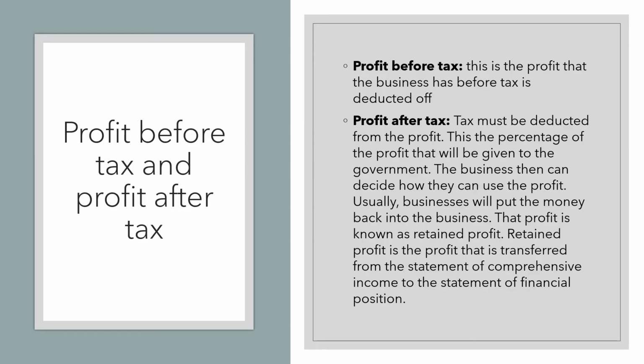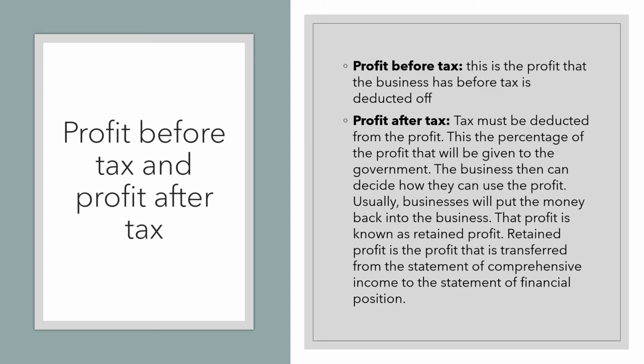Profit before tax and profit after tax. Profit before tax is the profit that the business will have before any tax is deducted off. Now, profit after tax. Tax must be deducted from the profit. This is the percentage of the profit that's going to be given to the government. After that has been deducted, the business can then decide how they can use the profit.